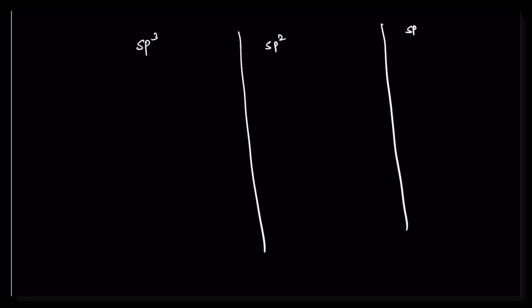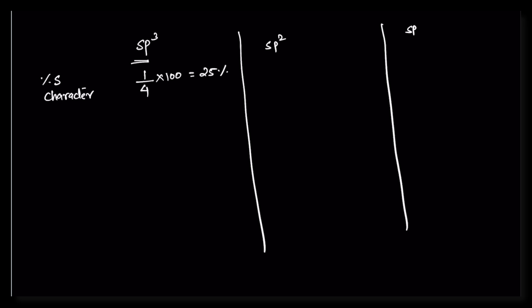One of the things that is asked in these cases is the percentage s character. That's very simple to calculate. Here in sp3 we have 4 input items and one of them is s. So we will take 1 by 4 into 100, which is equal to 25%.